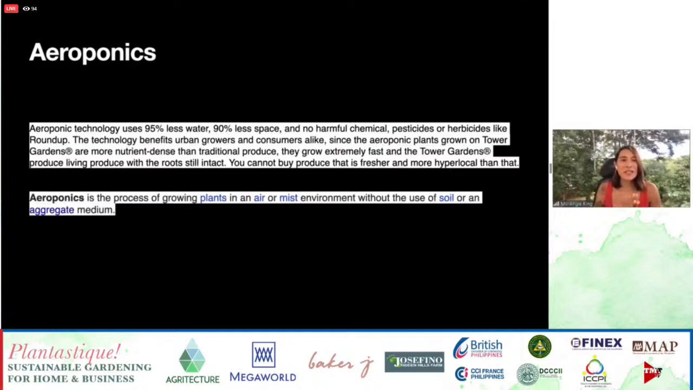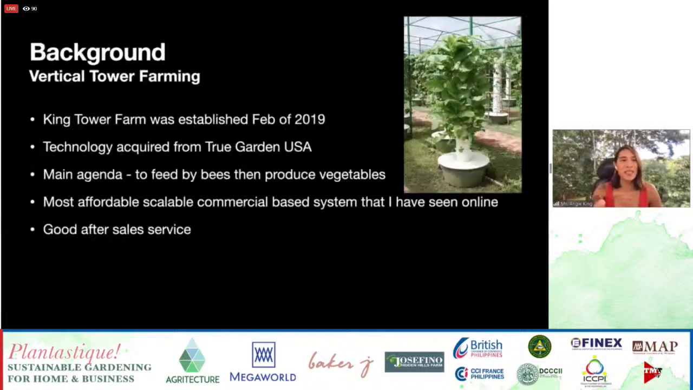And the technology is also a big benefit to urban consumers because you can set up this system anywhere you want. And the advantage of our system is that it really has the ability to grow nutrient-dense produce, and you can have it beside or in the city, which means you can buy very, very fresh vegetables that don't need to travel so far. So aeroponics is a process of growing plants in an air or mist environment without the use of soil or any aggregate medium.